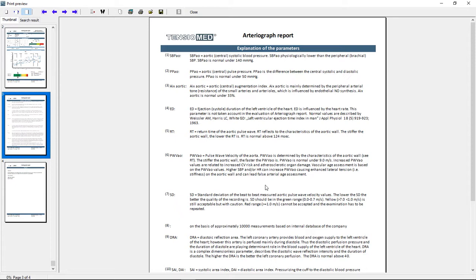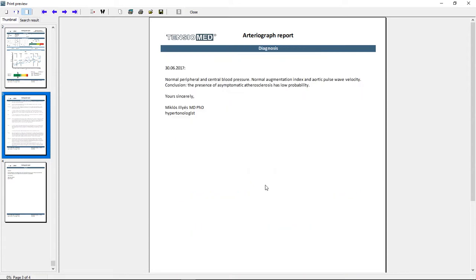So the vascular age assessment is based on the aortic pulse velocity, and as I mentioned formerly, higher systolic blood pressure and/or higher heart rate can increase the aortic pulse velocity, causing enhanced lateral tension and stiffness in the aortic wall, and in this case it can lead to a false arterial age assessment. So before concluding the arterial age, please take care of the pulse and blood pressure.